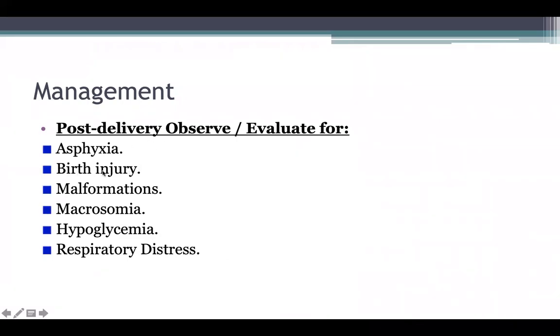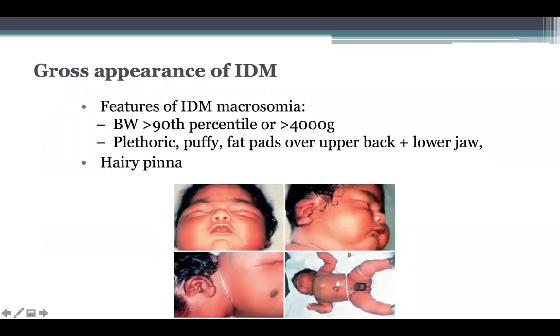You have to screen for brachial plexus injury, any malformations, what the macrosomic status is, and whether any hypoglycemia or RDS is there. Always screen for this. Such a large baby has hairy pinna, and there will be more hair on the face. The head size will be normal, whereas the shoulders and body will be very large, and the baby will be plethoric, puffy, with fat pads over the upper back. These are some of the indications that it is an IDM baby. These are the things you should screen.